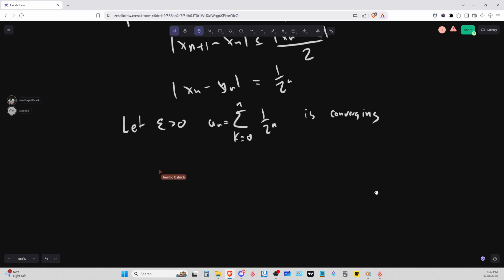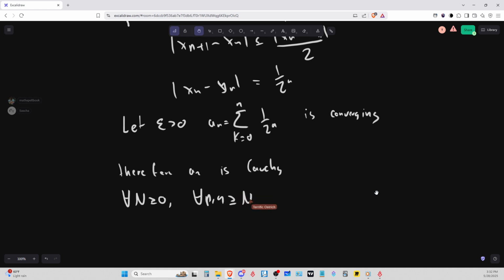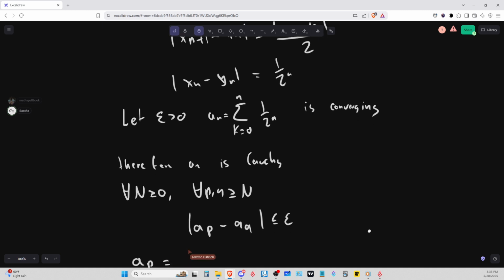One thing that we showed in an earlier course was that when you have a convergent sequence, it's automatically Cauchy. Therefore, a_n is Cauchy. That means there exists some rank such that for all p and q greater than that rank, I would have that |a_p - a_q| is less than epsilon. But if we use it on this series, look what's going to happen. Maybe I can just write a_p.